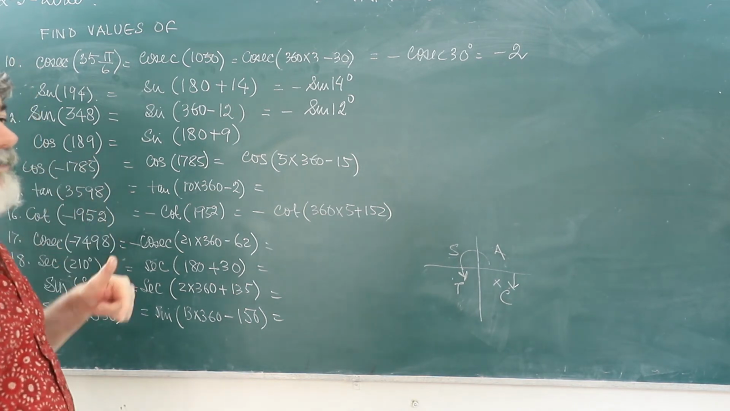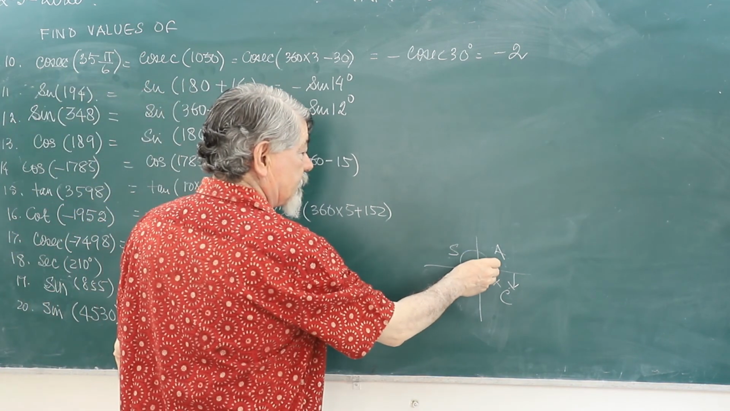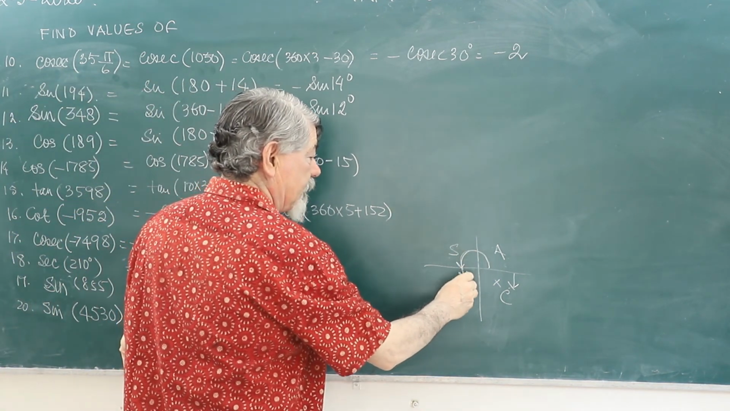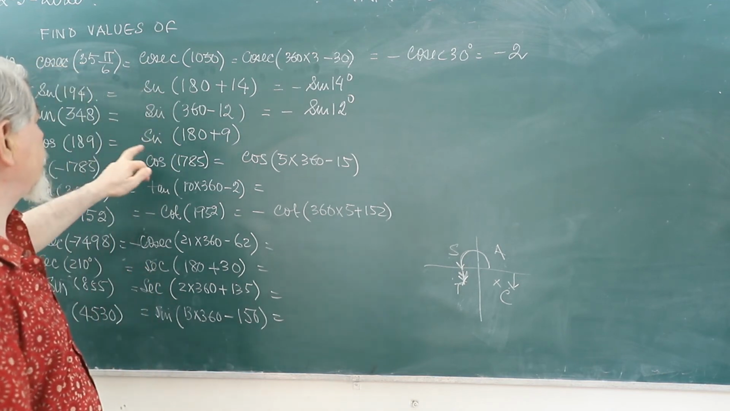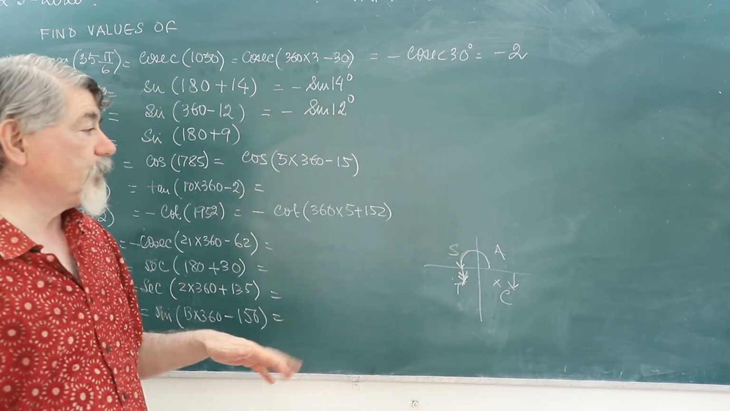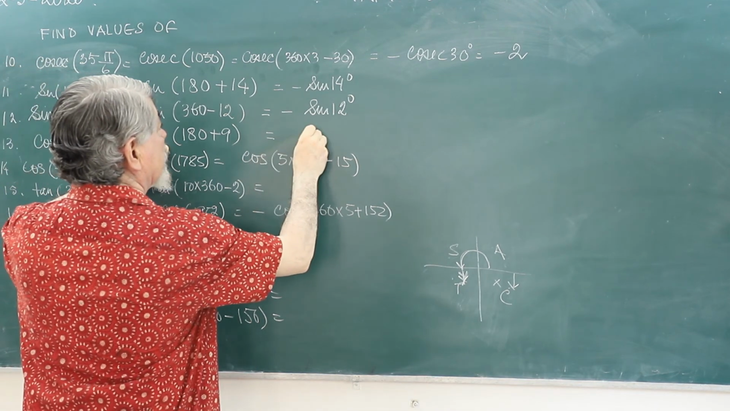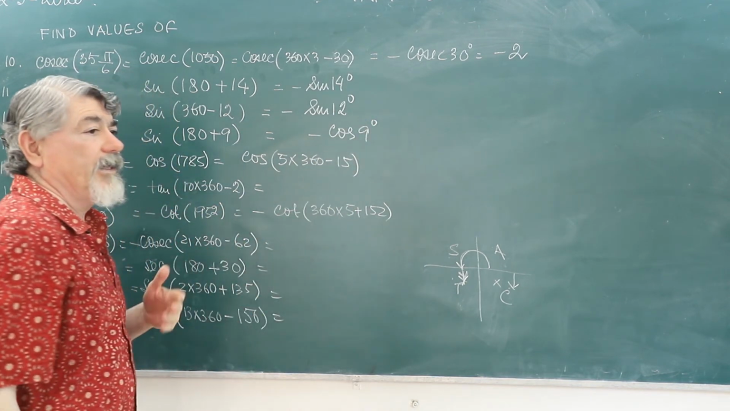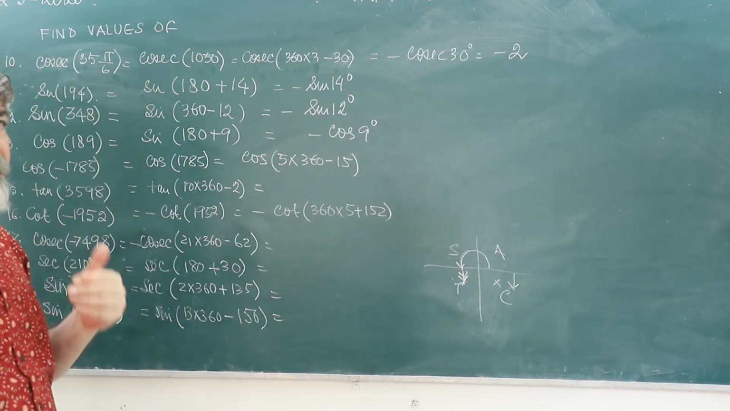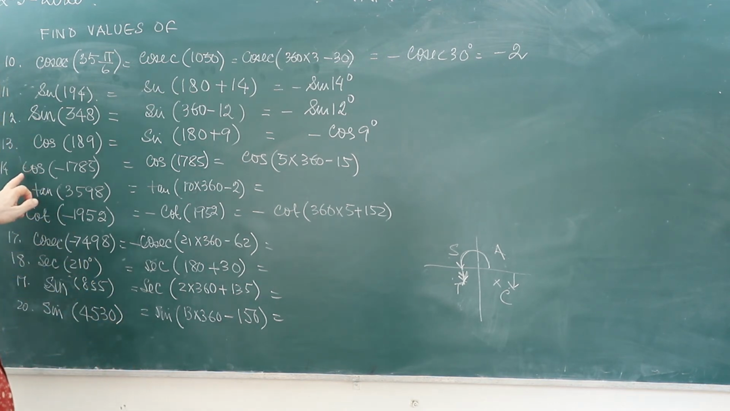Cos 189 is 180 plus 9. 180 is this, and plus 9 means it will come into the third quadrant, and in the third quadrant only tan and cot are positive, the rest are negative, so it will be minus cos 9 degrees. You can see the value of cos 9 degrees from the natural cosine tables.